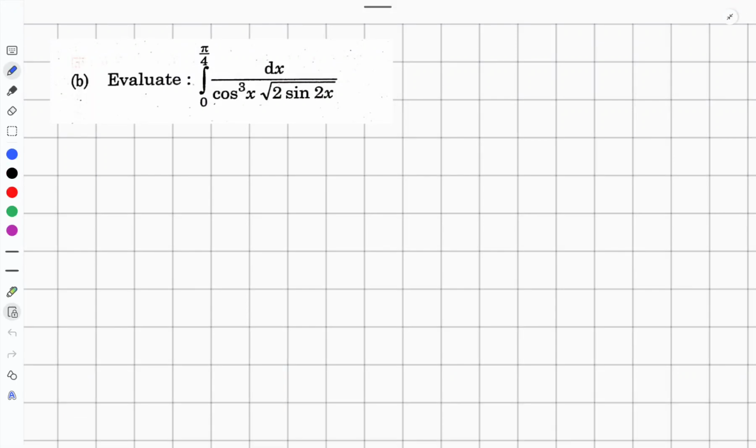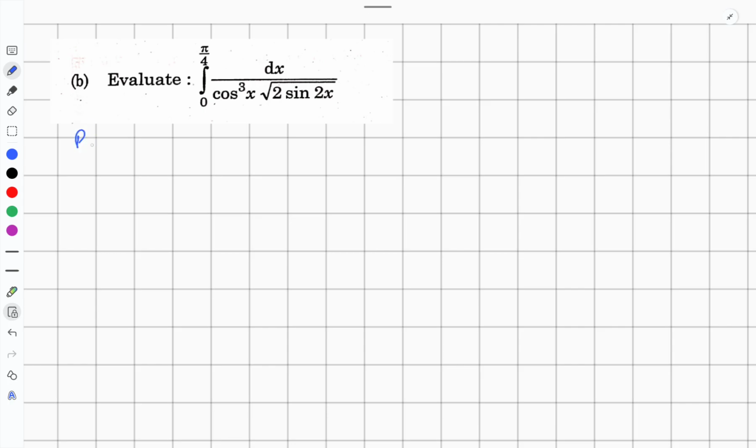Okay, so let us look at this problem. This is a definite integral with 0 as lower limit and pi by 4 as upper limit. The integral is dx by cos cube x root 2 sine 2x. It is a little bit tricky.